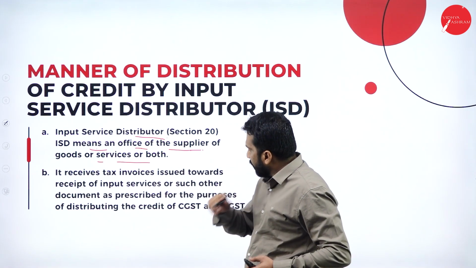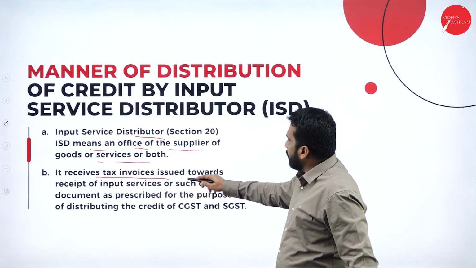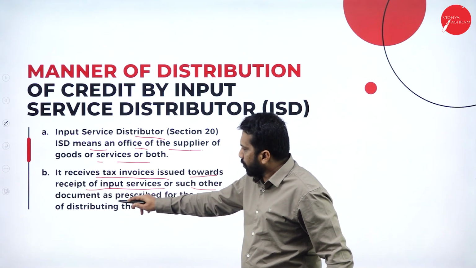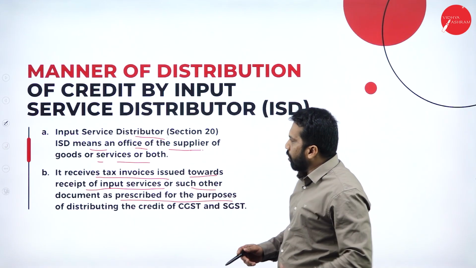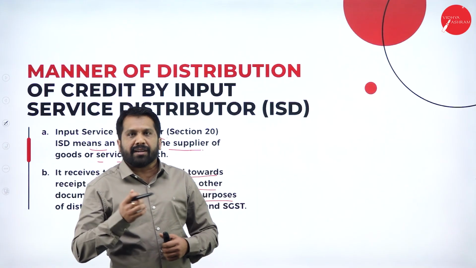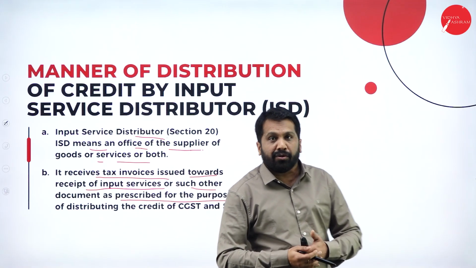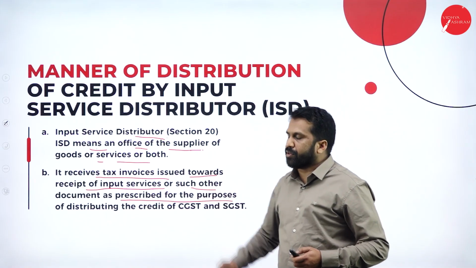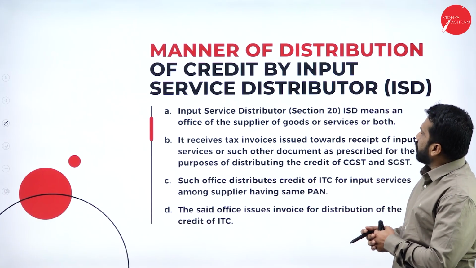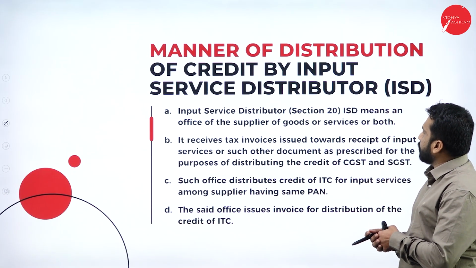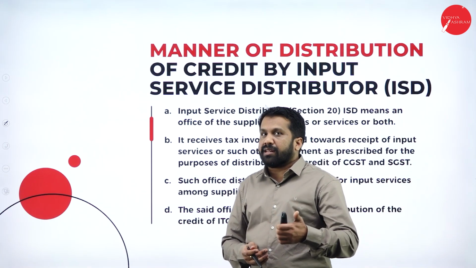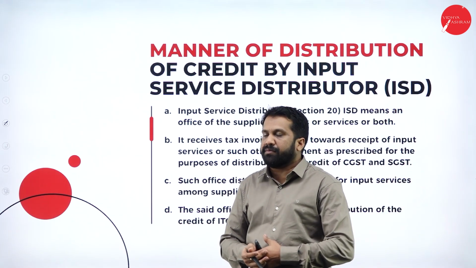Now, it receives a tax invoice issued towards receipt of input service or such other document as prescribed for the purpose. See, all the documents, whatever the conditions and eligibility criteria are there, the document has to be provided by whom? The input service distributor. Now, the manner of distribution of credit by the input service distributor. What are the rules and regulations to claim input tax credit by an input service distributor?